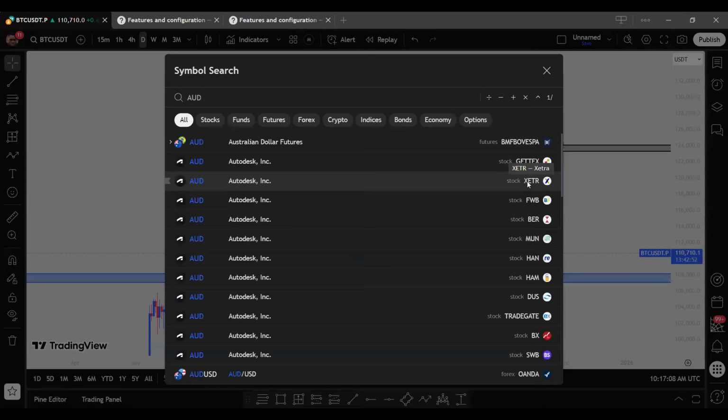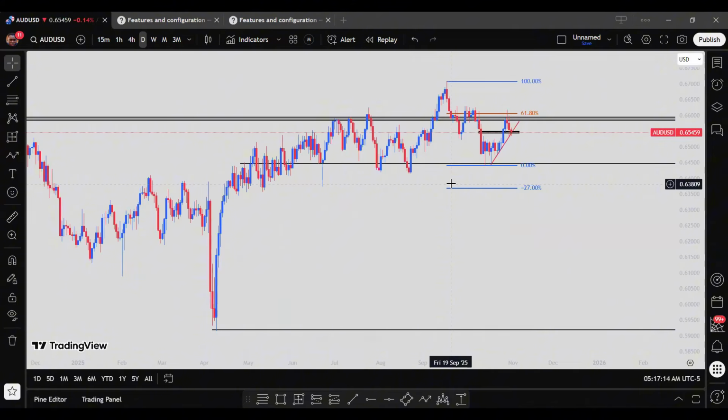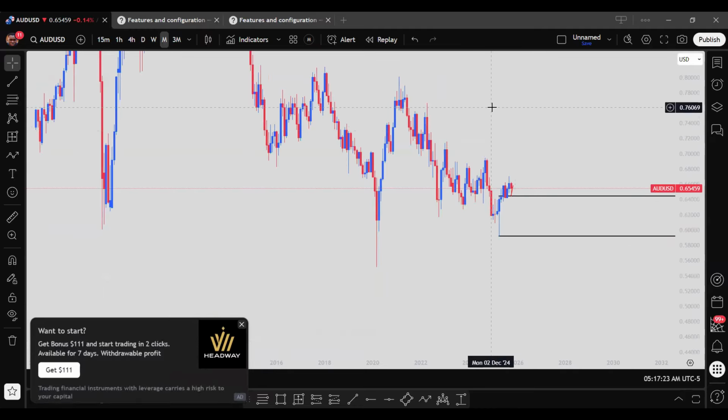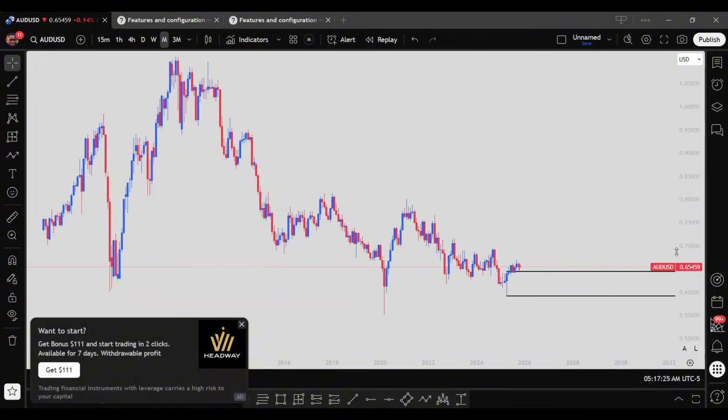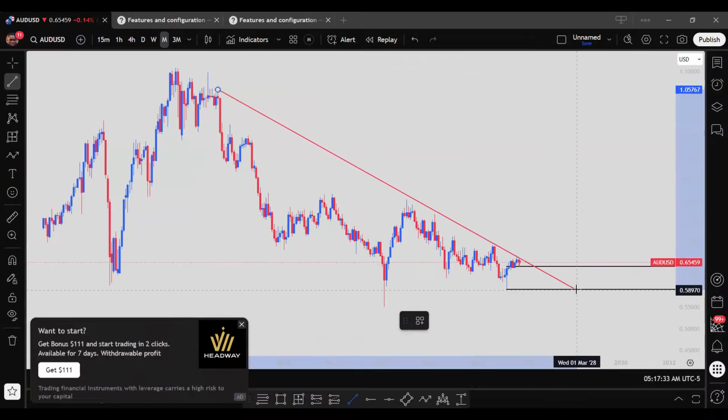So now let's look at AUDUSD. I'm also looking to go into another trade on AUDUSD. If I go down to the monthly time frame here, we have this. If I draw my trend line from the top here, we have somewhat of a third touch. Yeah, we have a third touch of it.